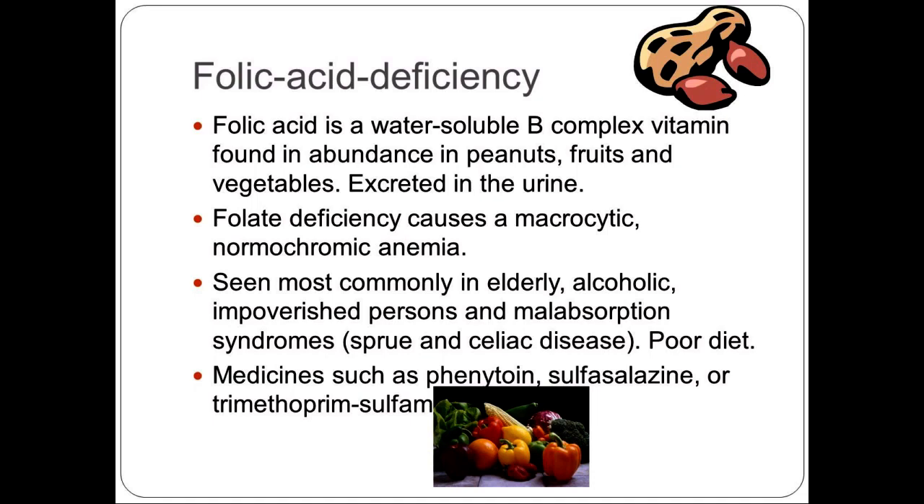Remember, macrocytic we see in alcoholism. And impoverished persons and the malabsorption syndromes, which include sprue and celiac disease. You also can see malabsorption syndrome in people that have had bariatric surgery. And of course, a poor diet. And then there are some medicines also that can cause a decrease in folic acid absorption.